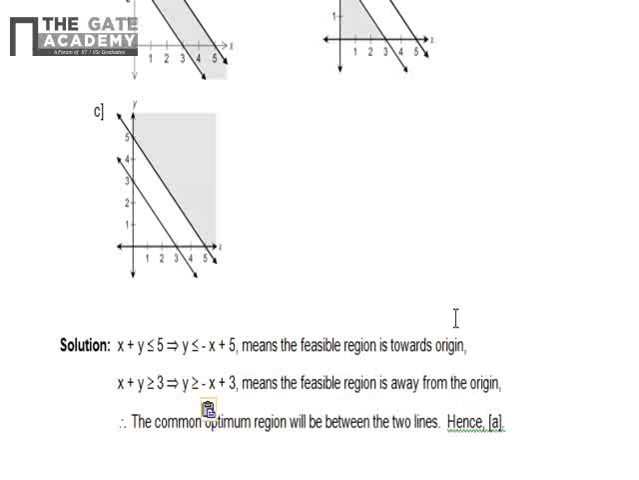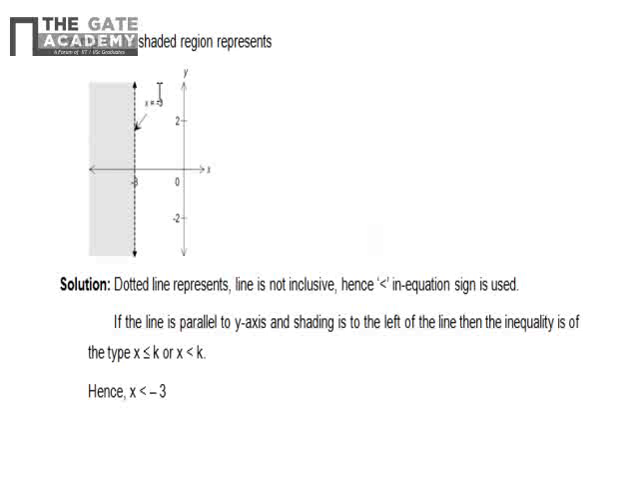Now the next question, there is one shaded region given. Since it is a dotted line, it will be strictly less than or greater than. Now the line represents x is equal to -3 and the shaded region is on the left hand side. That means all the values will be less than -3. That means the shaded region represents x less than -3. It's very simple.